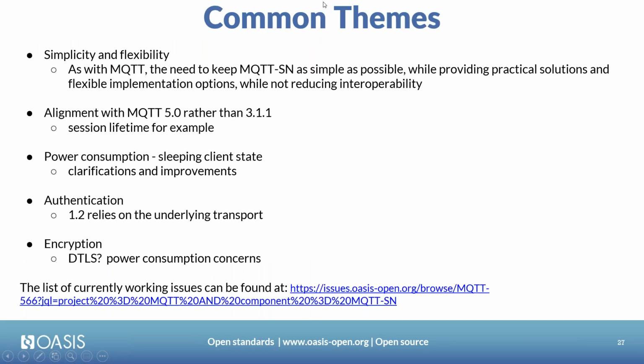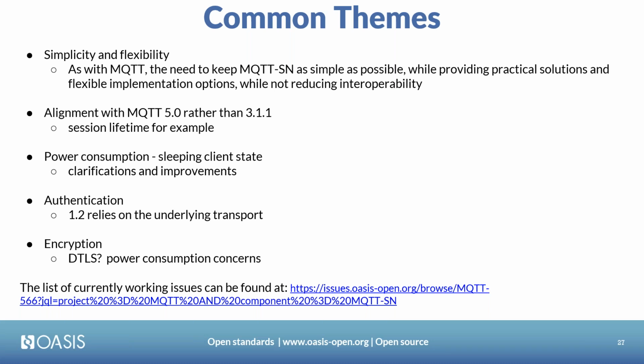Some common themes have arisen while we've been gathering this information. We need to retain the simplicity and flexibility that already exists in MQTT and MQTT-SN. So whenever we add a new capability, we need to keep in mind that it needs to be as simple and as efficient as possible. We want to align with MQTT version 5 rather than 3.1.1 because MQTT version 5 is the future. We need to be aware of power consumption because that's a key issue for using MQTT-SN. So any improvements that we can make in that area are crucial.